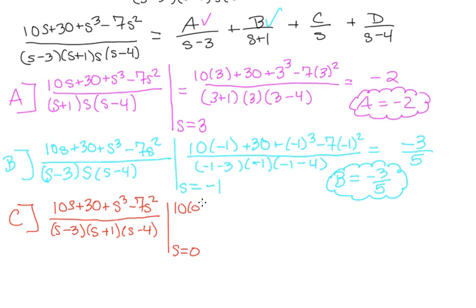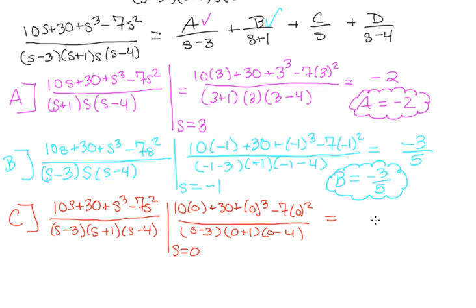Okay, so we'll plug in 0 for wherever we see an s. So 10 times 0 plus 30 plus 0 to the third minus 7, 0 squared over 0 minus 3, 0 plus 1, 0 minus 4. And when we solve that, we're just going to get 5 over 2. So C is 5 over 2.